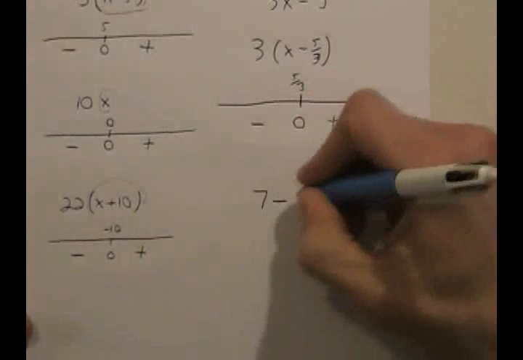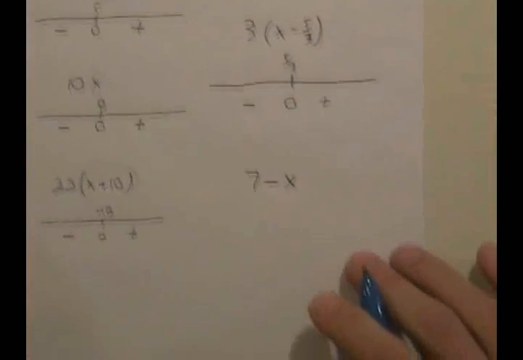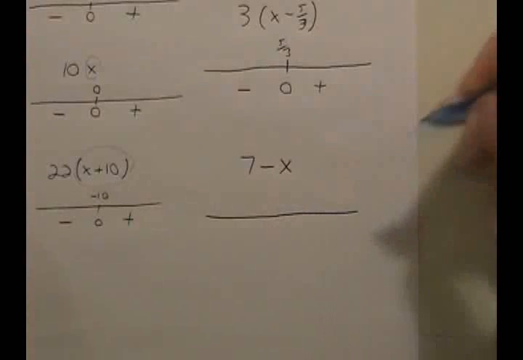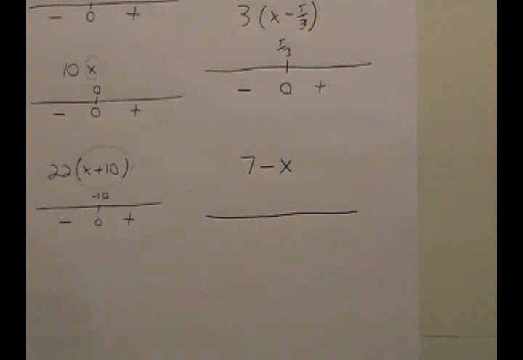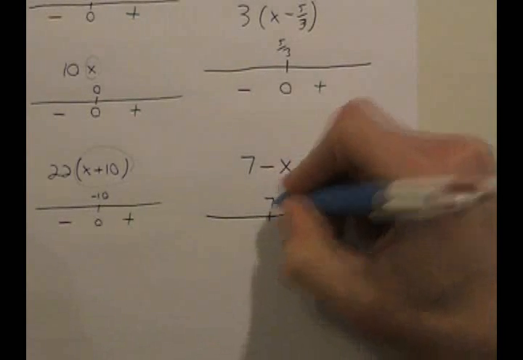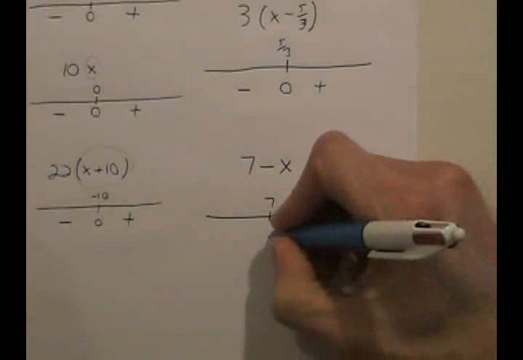We'll say 7 minus x. So what's going to happen here? You do it pretty much the exact same way. You mark down where it equals 0. So what value of x is going to make this expression equal to 0? So 7, obviously 7 minus 7 is 0, so I mark down 0.